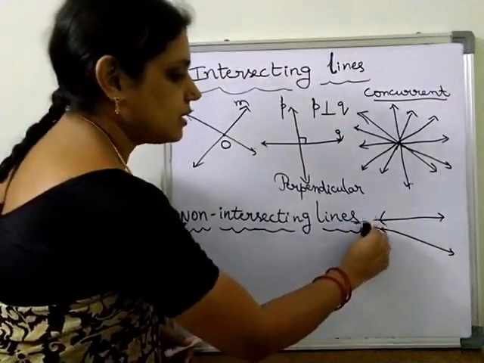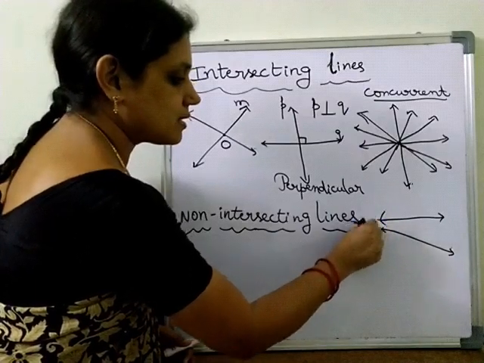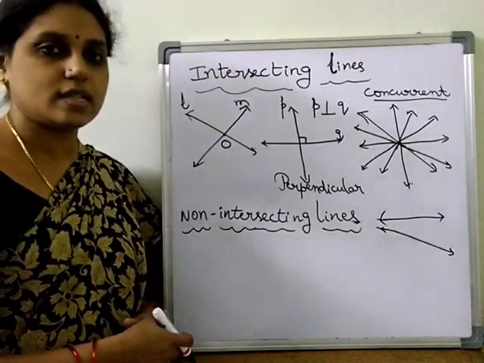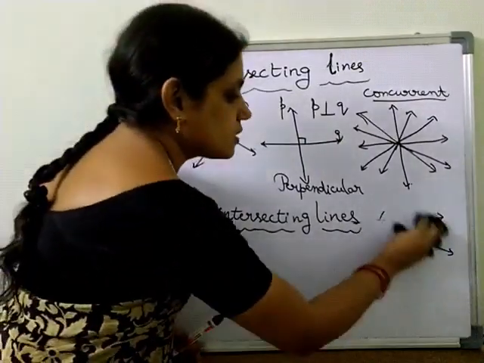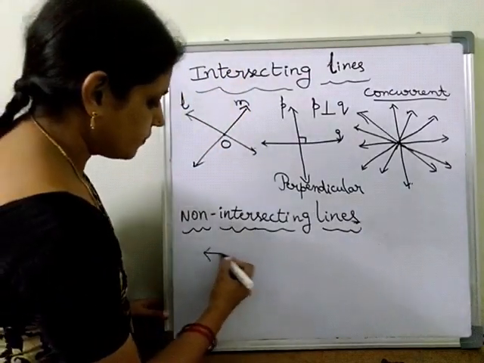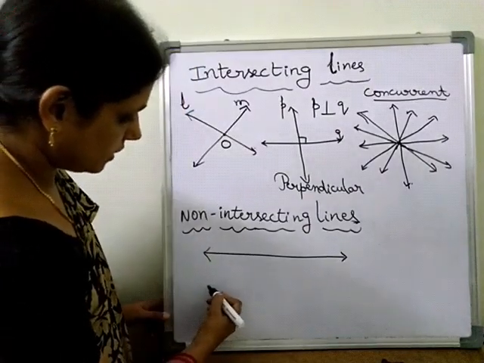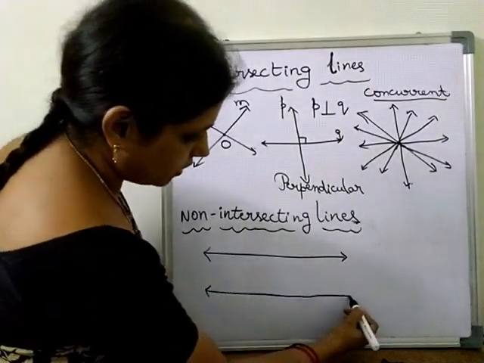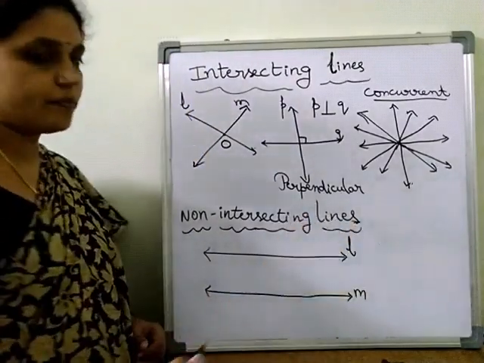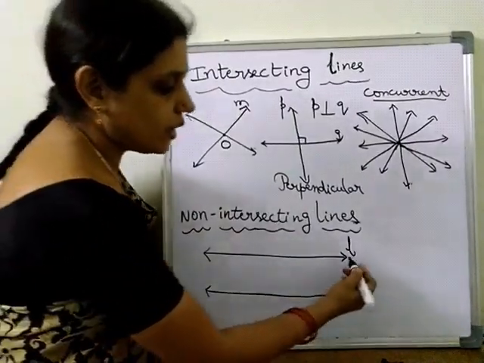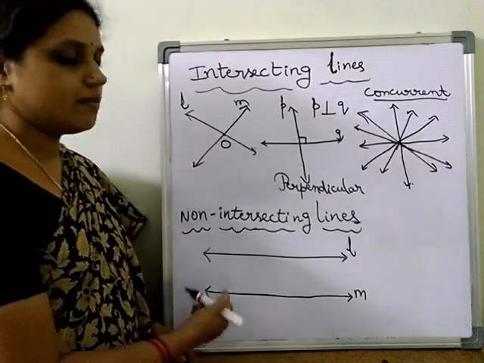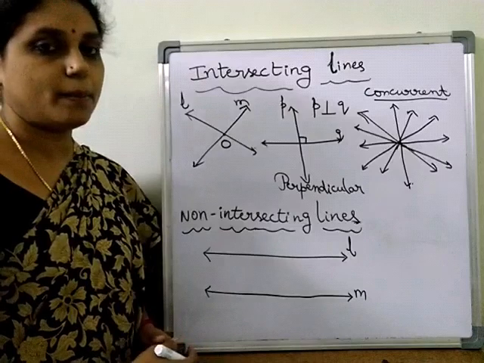So here these lines are not at all parallel lines. So how can we say non-intersecting lines? In general we can say parallel lines also. The lines which do not intersect each other even after extending are called parallel lines. So suppose here L and M, these two lines, even if you extend in any direction they will not intersect. So we can say that these two are parallel lines.